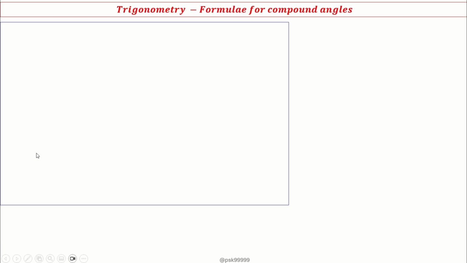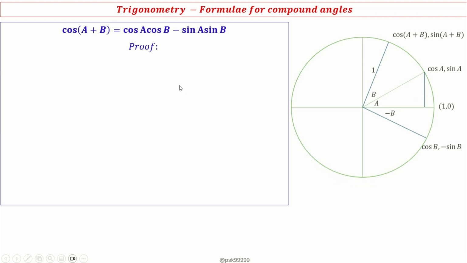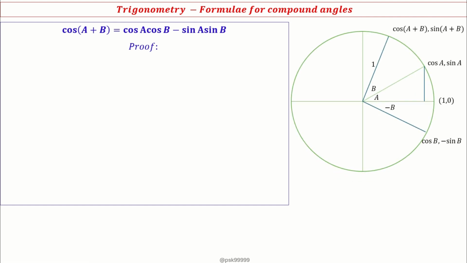Now let's learn the trigonometry formulas for compound angles. What are compound angles? Something like cos of A plus B, how much is that? Let's say you want to find cos 75 degrees. How do you do that? Cos 75 is nothing but cos of 45 plus 30, right? So cos of A plus B is given by the equation cos A cos B minus sin A sin B. This is the formula which you should remember. I'll just give the proof for only this one, but the other ones you can try yourself.